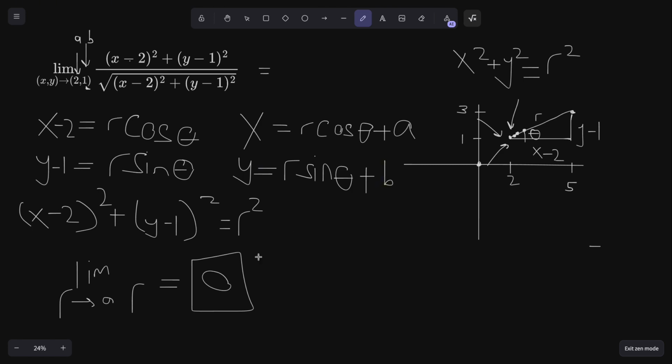And looking at this formula that we saw here visually, it looks like (x minus a) squared plus (y minus b) squared is equal to r squared.